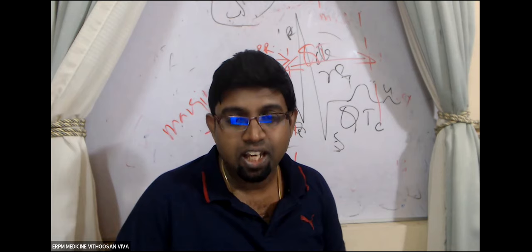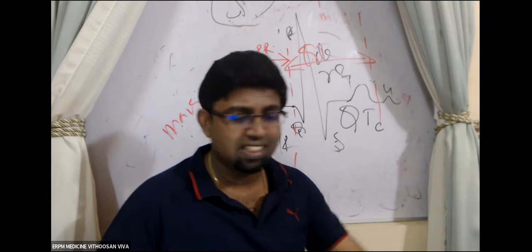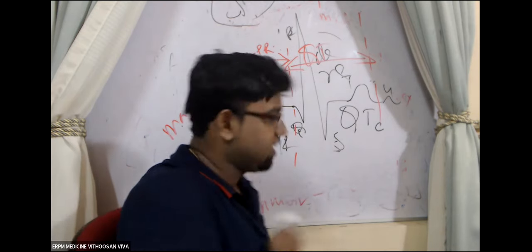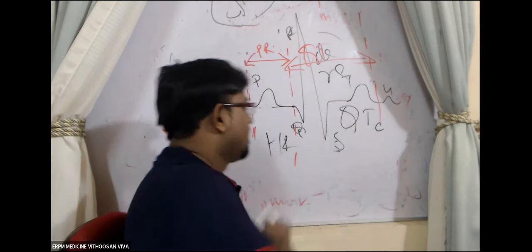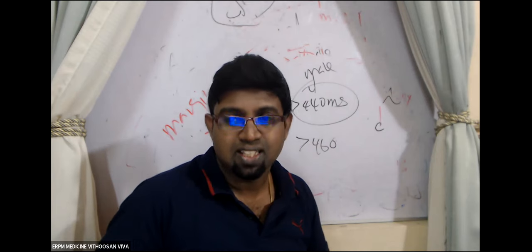Okay, where are we? Yeah, QTc. Roughly we are saying that if the QT interval is more than 440 milliseconds in a male, or more than 460 in a female, that is prolonged. I will discuss later. But it's a rough thing.